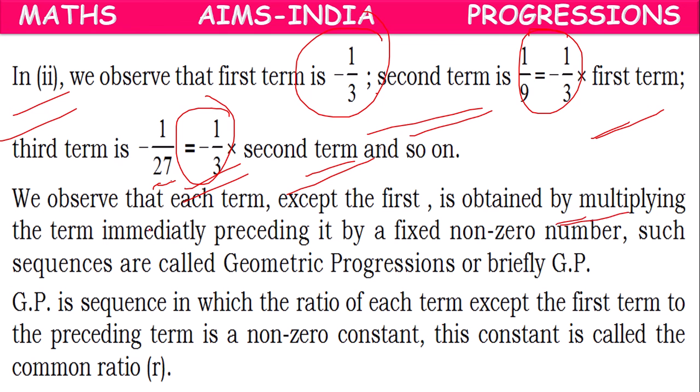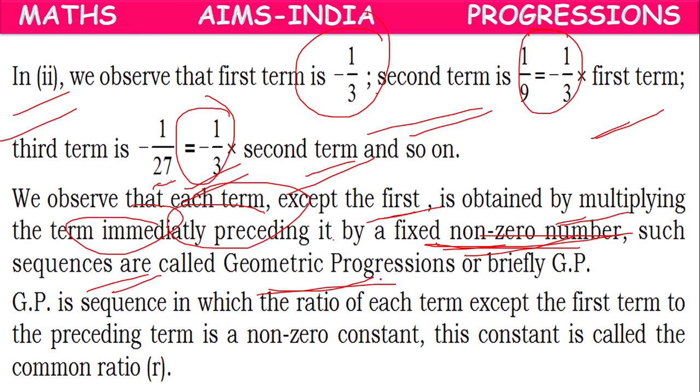So by multiplying by a fixed non-zero number, by multiplying the immediate preceding number by a fixed non-zero number, we are getting the next number. Such sequences are called geometric progressions, or briefly we can denote them as GP.